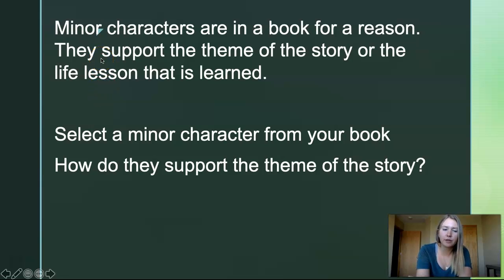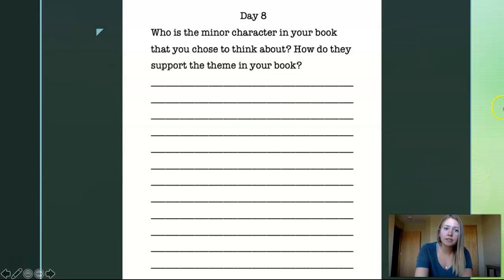So today we're really focusing on the fact that minor characters are in a book for a reason. They support the theme of the story or the life lesson that is learned. So today you are going to select a minor character from your book, and you're going to think about how they support the theme of the story. Okay. This is a book club page in your packet for today that you're going to fill out. It says who's the minor character that you chose to think about, and how do they support the theme in your book. So you get to pick whatever minor character you choose to think about in your book club book, and you're going to write a response just based on them.